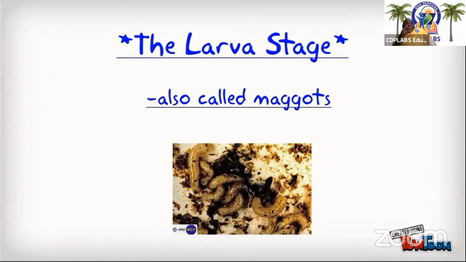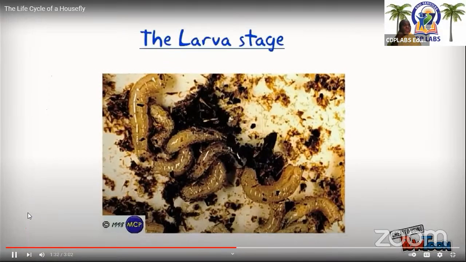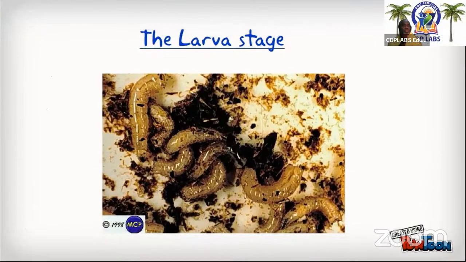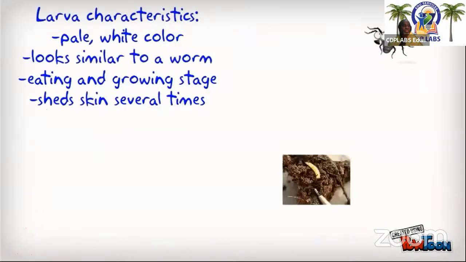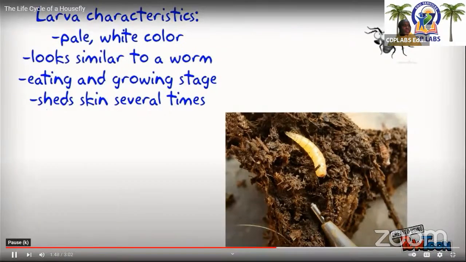Within 24 hours, the eggs that have been deposited go into the second stage of the housefly life cycle, which is the larva stage. So to learn now, what people call maggot is what stage? Larva stage. Okay, good. Larvae or maggots emerge from the eggs and immediately feed on and develop in the material in which the egg was laid. Larvae are pale white in color and look similar to a worm.